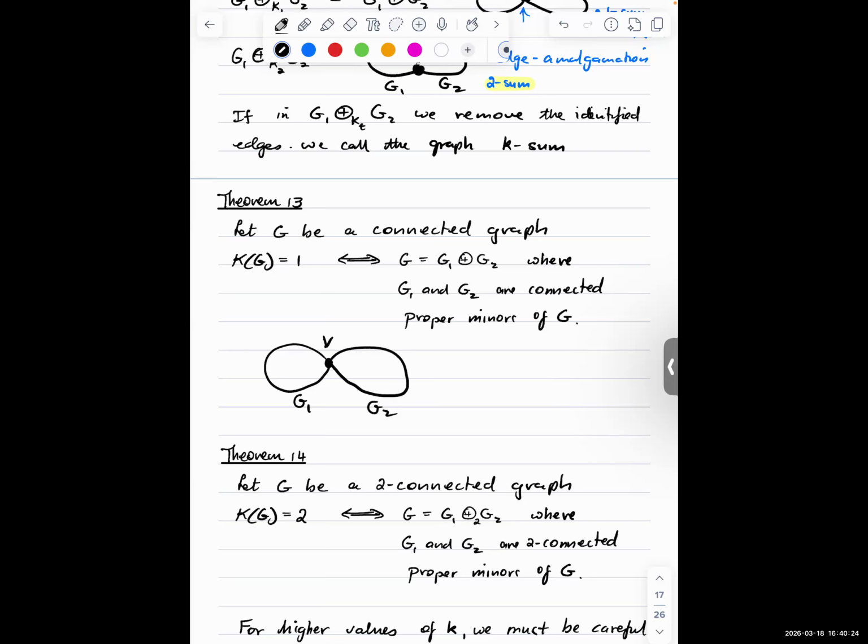So going back to connectivity, right? Our definition of connected graph, kappa G is the minimum number of vertices whose removal disconnects G. If kappa G is 1, it means literally this figure here, as in one vertex will disconnect G, so you can write G as the direct sum of G1 and G2, where G1 and G2 are connected proper minors of G. To see that G1 is a proper minor, you take all of G2 and just shrink this down, okay? Yeah, David, is that okay?